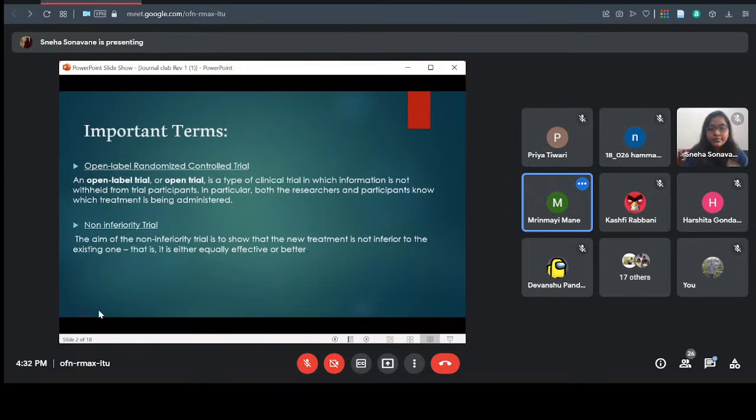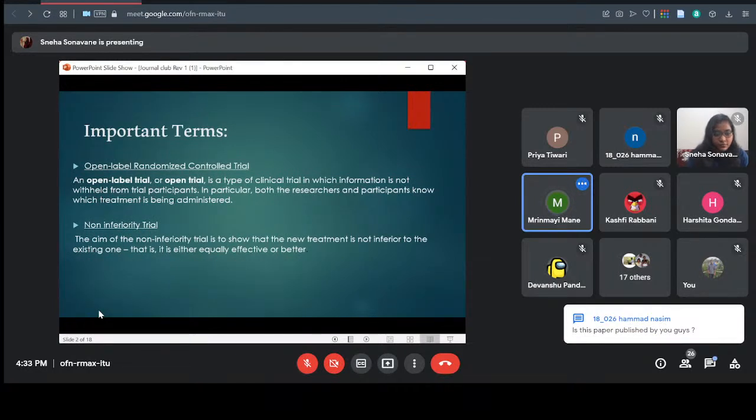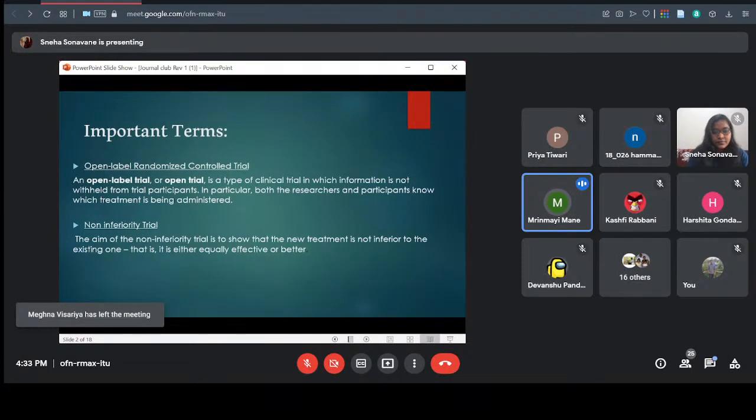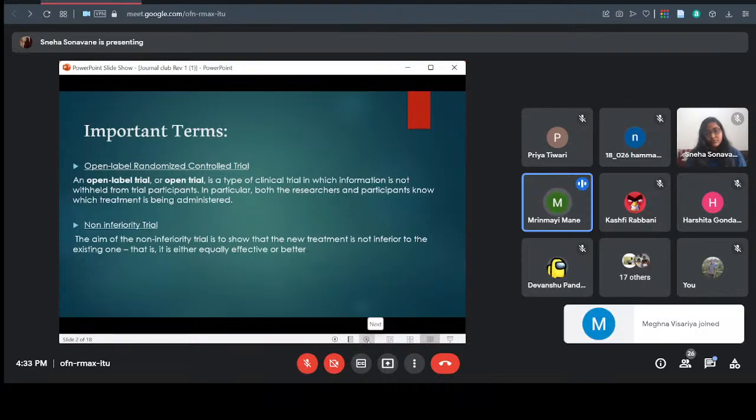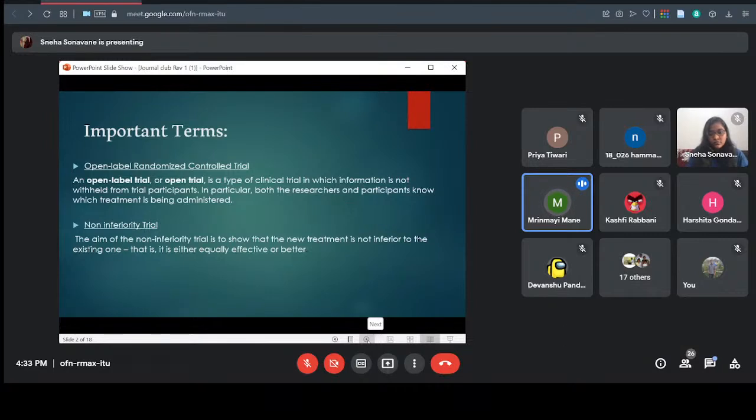So, an open label trial is a type of clinical trial in which the information is not withheld from the trial participant. So, it means both the researchers and the participants know which treatment is being administered to them. Now, moving to non-inferiority trial, the aim of a non-inferiority trial is to show that the new treatment is not inferior to the existing one. That means it is either equally effective or better than the existing treatment.